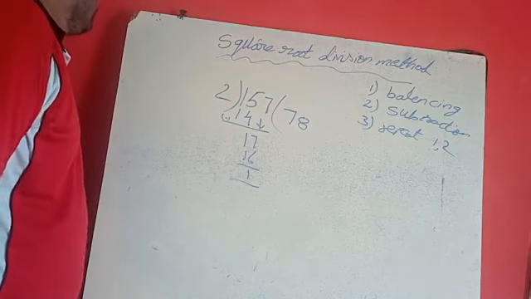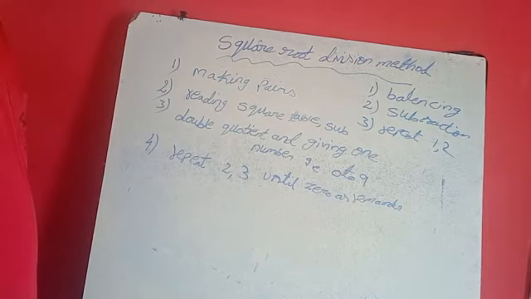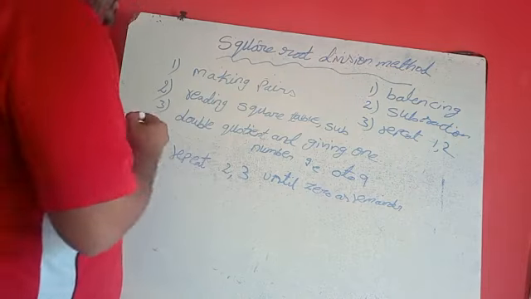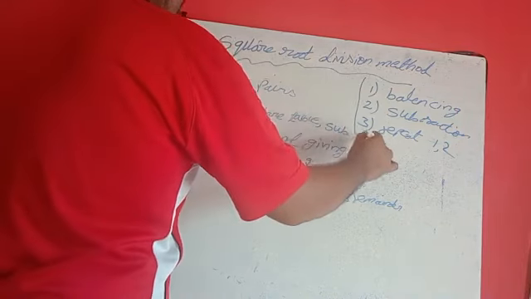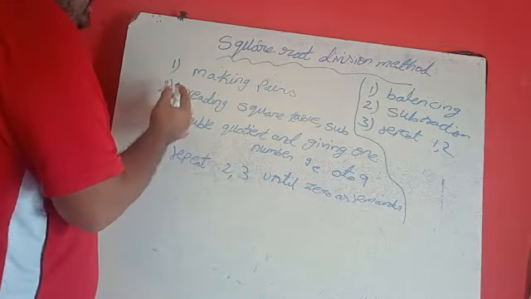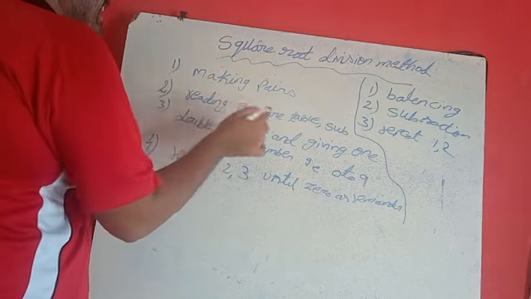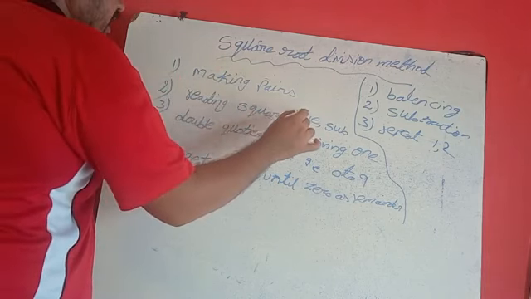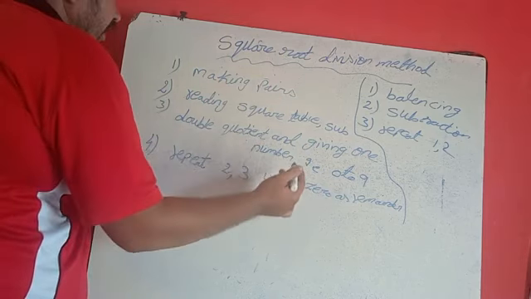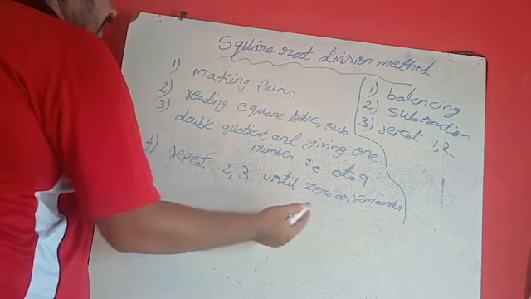What are the rules? Here I am writing them. These are the rules for the square root division method, while the previous ones were the division rules. First is making pairs and reading the square table. We should not take any other table, only the square table. Second, double the quotient and give one number, that is from 0 to 9. Repeat second and third until 0 is the remainder.